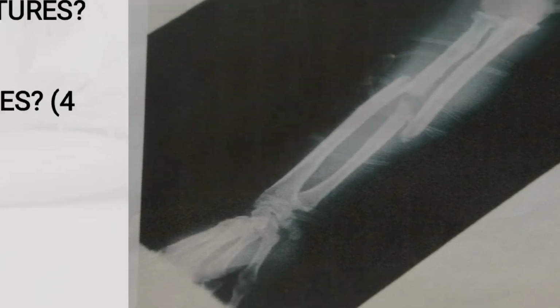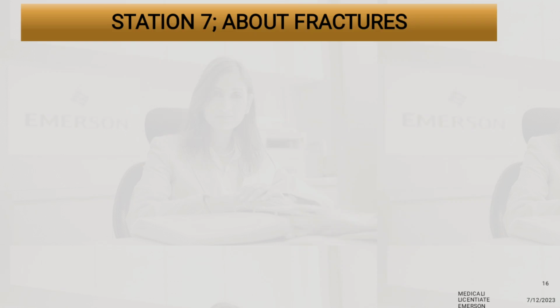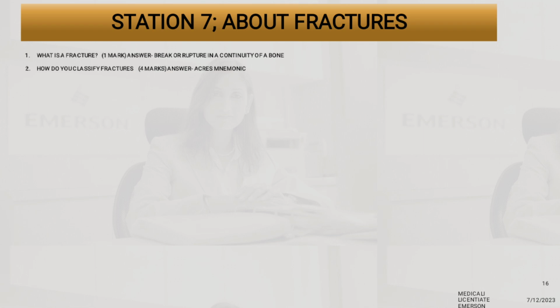fracture, and you can see there is a complete displacement of the ulna. There's complete displacement of the ulna as well as the radius, although there is some contact on the radius. Okay, so what is a fracture? This is a break or rupture in the continuity of the bone with soft tissue injury, with or without neurovascular damage. We classify fractures.